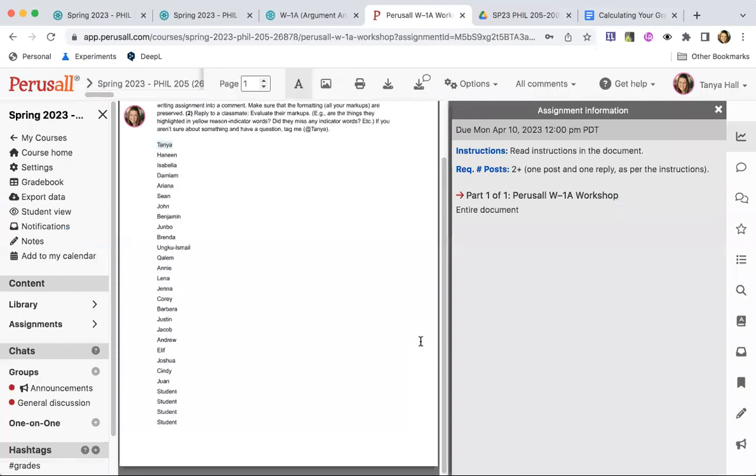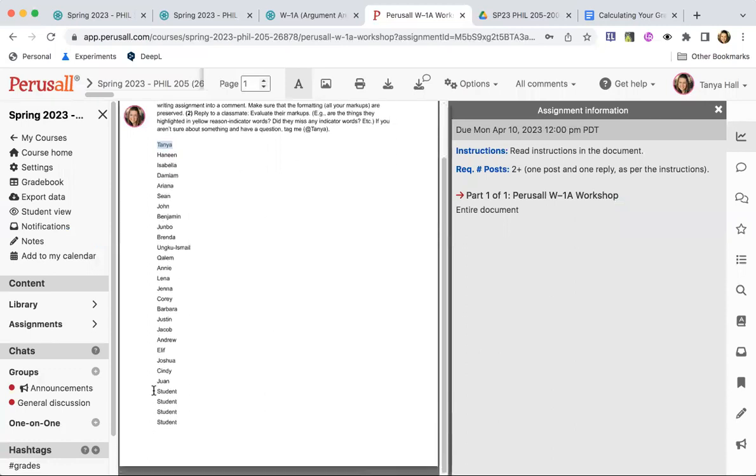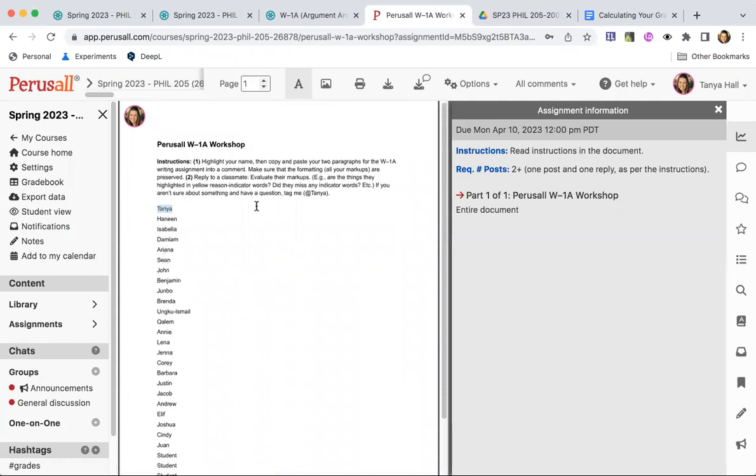Okay, so when you have finished your very short writing assignment, your task is to come to Perusall and you'll see everyone's names are here. And because there might be late adds, I've just added a few student lines down here. And so I put my name on here so I can post my sample. Your task is to highlight your name. That will, if I highlight anything, so let's say I highlight instructions.